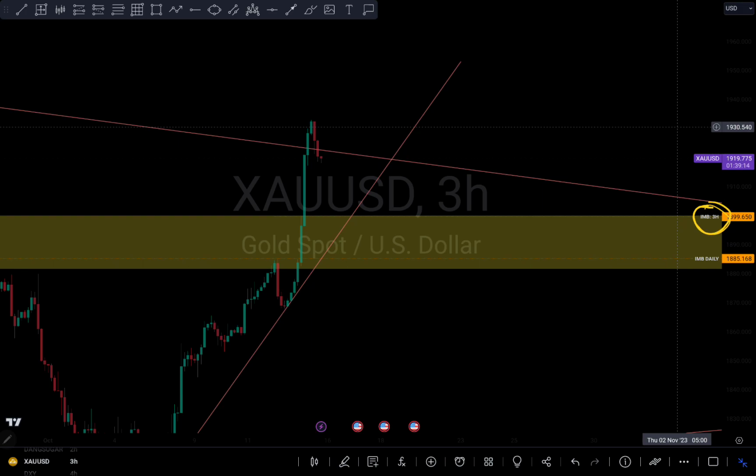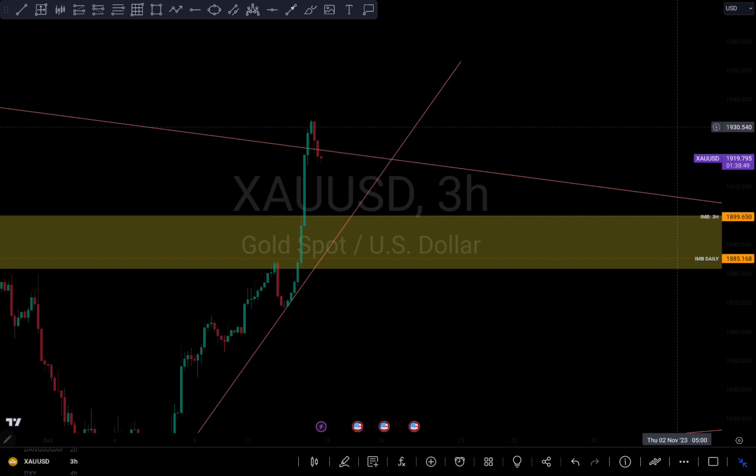Now I know when we get to around this area, it's a 3-hour imbalance. When I get to this area, I know it's a daily imbalance. So that is why it's good to identify your trades to be easier for you, because sometimes you might not remember, but if you indicate it already, it's easier for you to pick up and say, oh, this is my 3-hour, this is my daily. So that is the reason why.